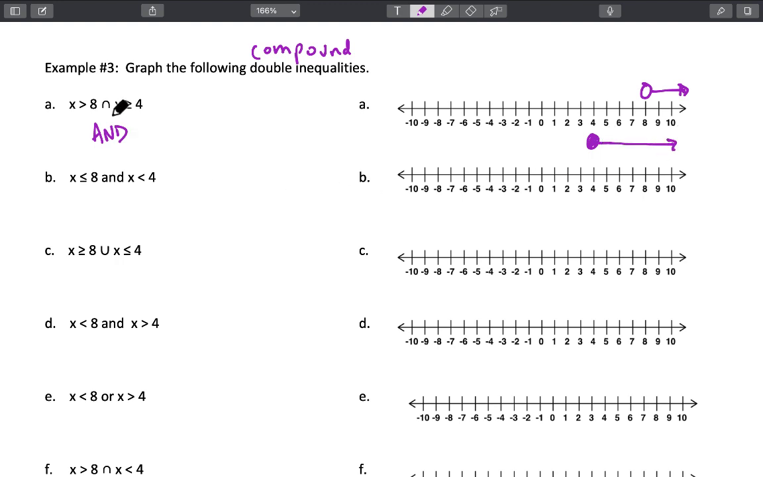Now remember, we want the "and" or the intersection. Where do these two lines begin to overlap? And it looks like they're going to begin to overlap right here with an open circle at 8 and everything to the right of 8. So we will get rid of the two that we started off with, and we would say the solution to this double inequality would be all these values greater than 8. Let's just take, for example, the number 10.